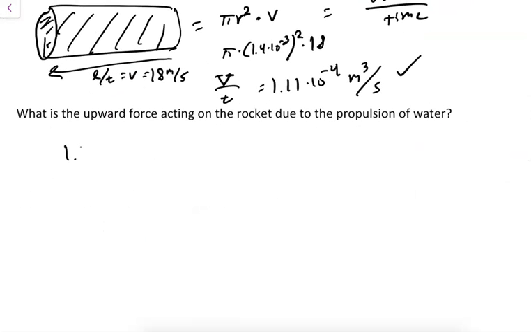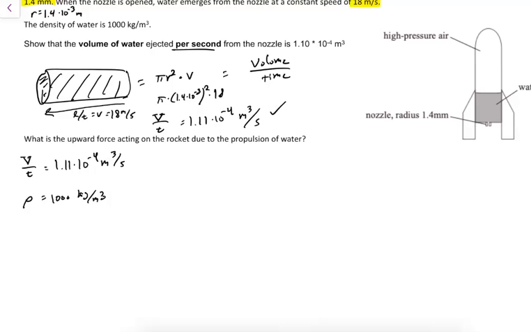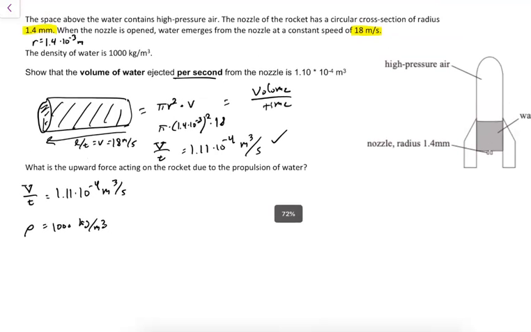So we have 1.11 times 10 to the negative fourth cubic meters per second, and that's volume per unit time. I know that my density, which often is written as rho, is 1,000 kilograms per cubic meter. And let's just stop right there and see if there's anything else we need.